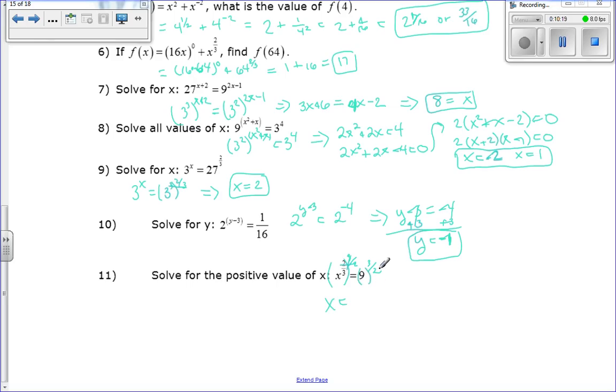So take the root first. The square root of 9 is 3. And then 3 cubed is 27. So that's page 1.